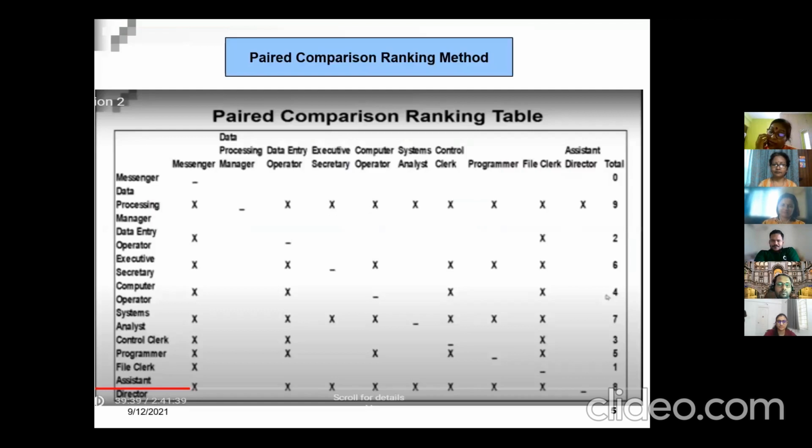Well, let me first of all recap what we did, and then I will take you through the assignment. So in session 1, what we did was we looked at external factors which impact compensation.